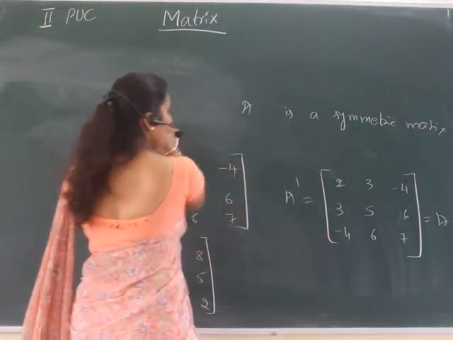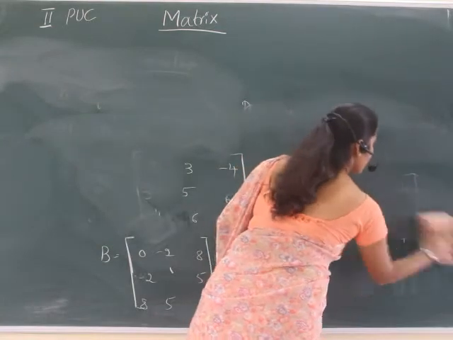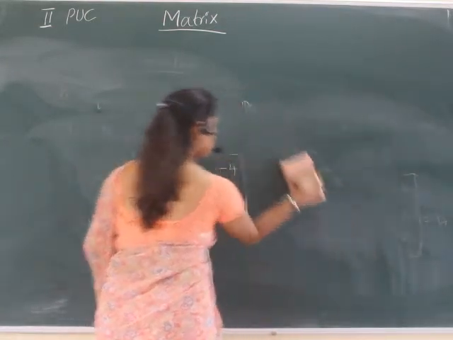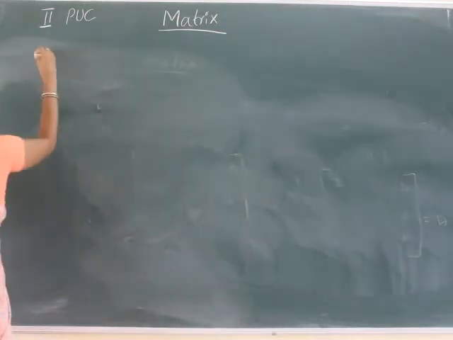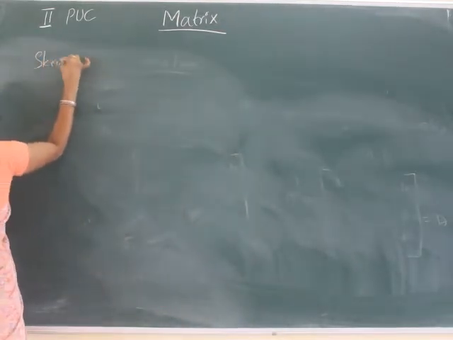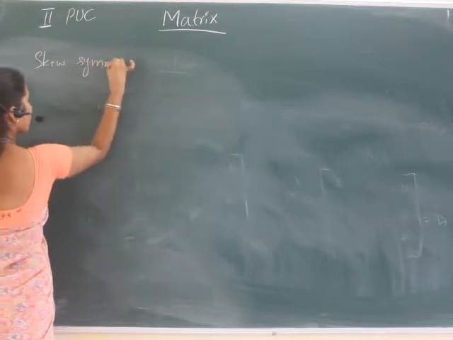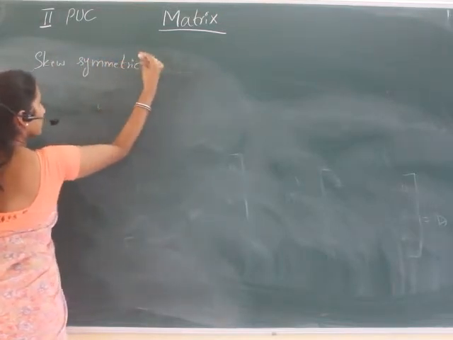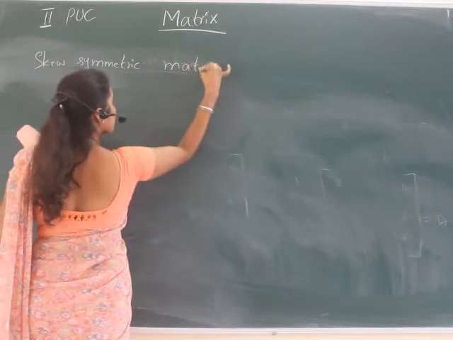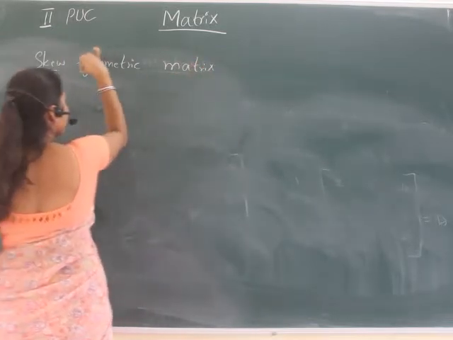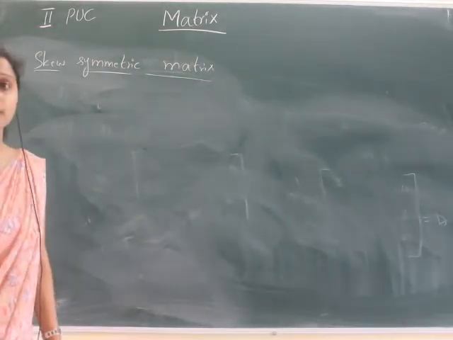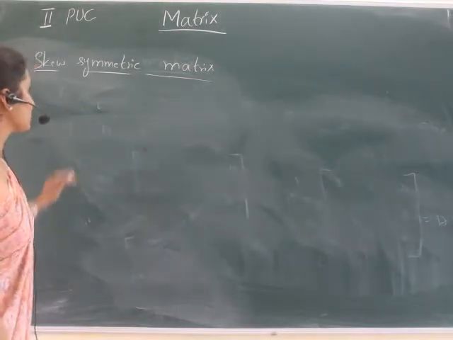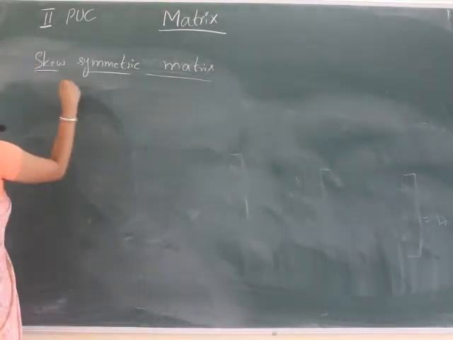Next is one more type of matrix, that is the skew symmetric matrix. So what is a skew symmetric matrix? We know what a symmetric matrix is. Next one is the skew symmetric matrix. This is also a square matrix.